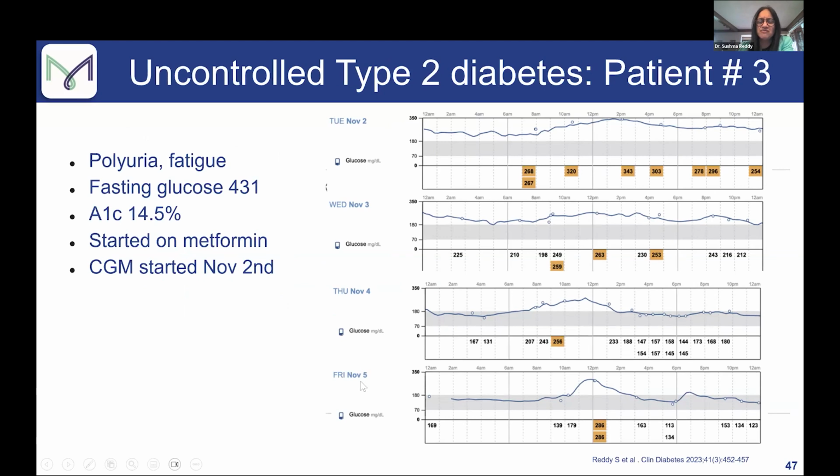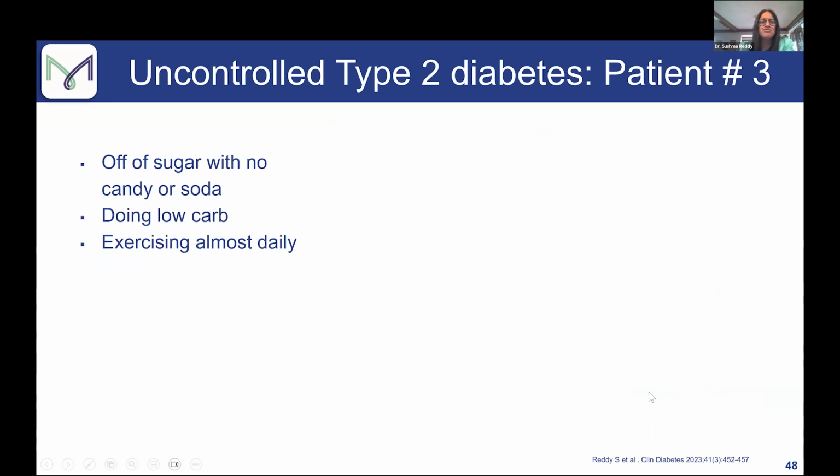We saw the patient on November 5th and we were shocked. We're like, A1C 14, glucose 431. This person is normal in 3 days. We know metformin doesn't act that quickly and doesn't bring you from 431 to 180. We're like, whoa, what is going on here? And so we went here and we talked to the patient.